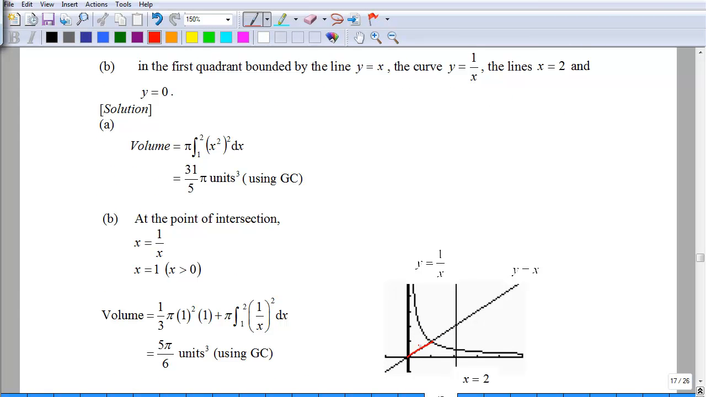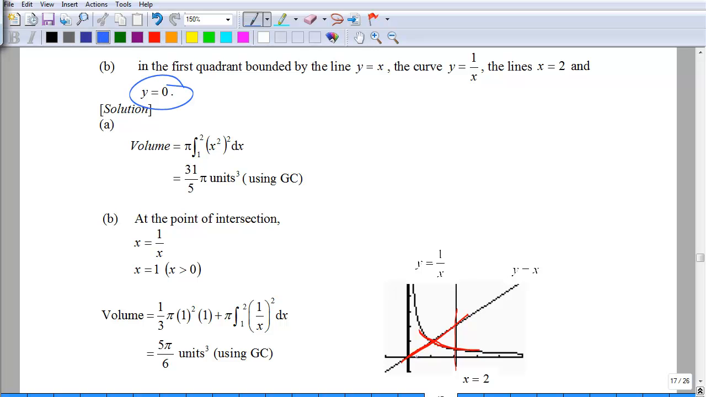The line x equals 2, which is here, the curve y equals 1 over x, and y equals 0.